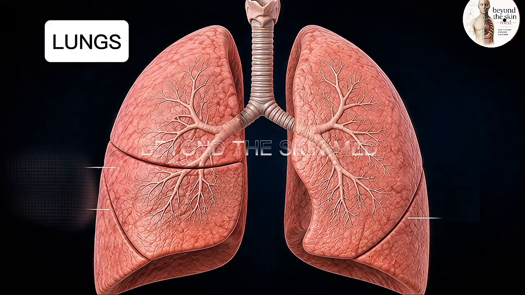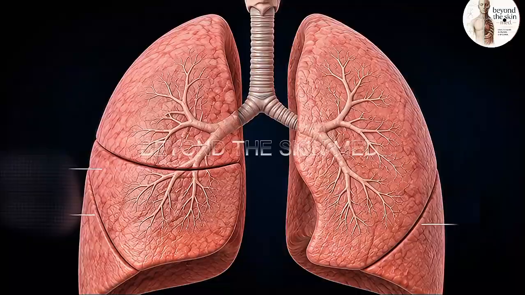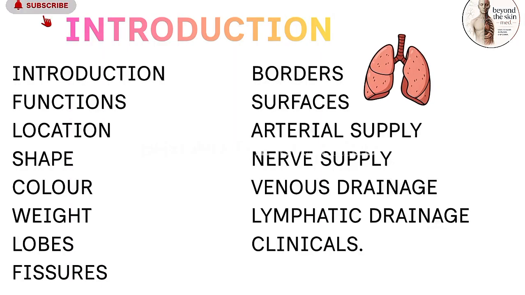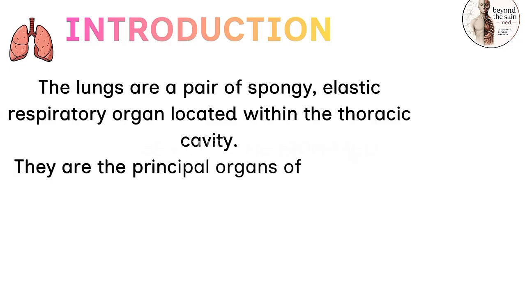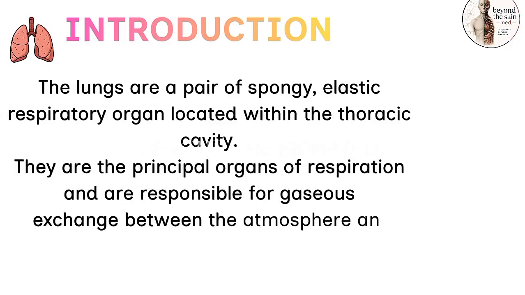Today, let's simplify the anatomy of the lungs by discussing them under the following headings. Introduction. The lungs are a pair of spongy, elastic respiratory organs located within the thoracic cavity. They are the principal organs of respiration and are responsible for gaseous exchange between the atmosphere and the blood.